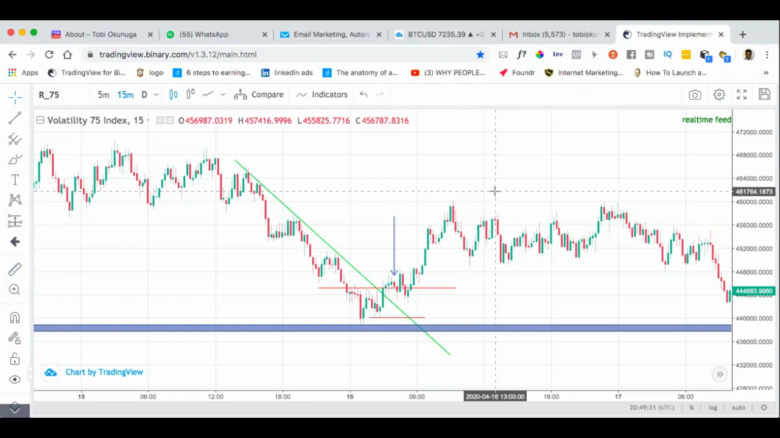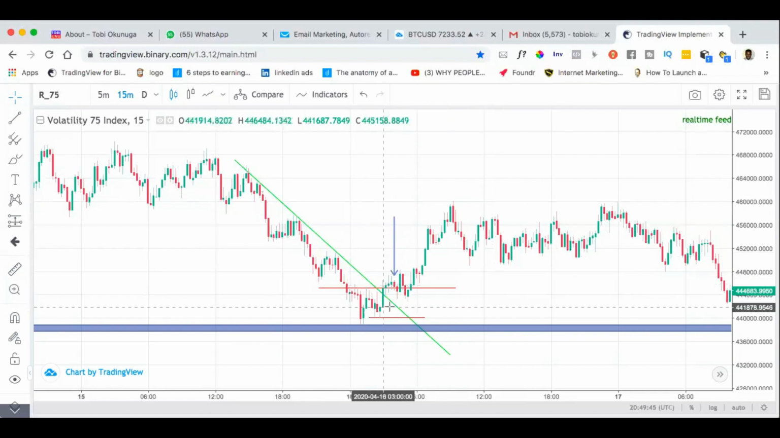If you are trading on the 5 minutes, catching 150 to 200 pips is very, very easy. So it depends on your preference as the person. Are you fine with 150 pips? Are you fine with 200 pips? But your stop loss is very, very important.